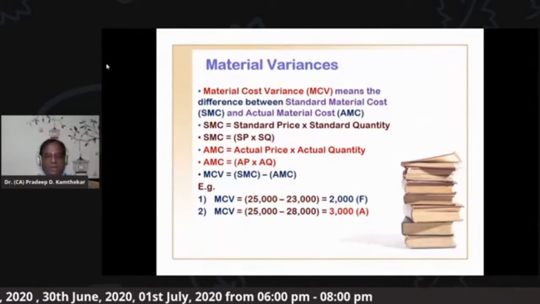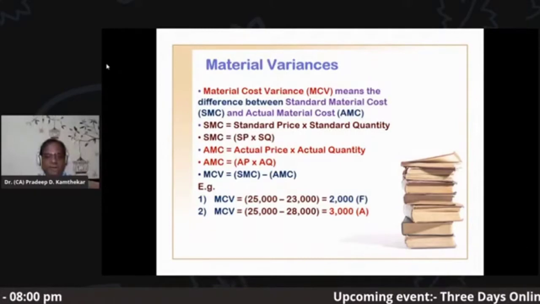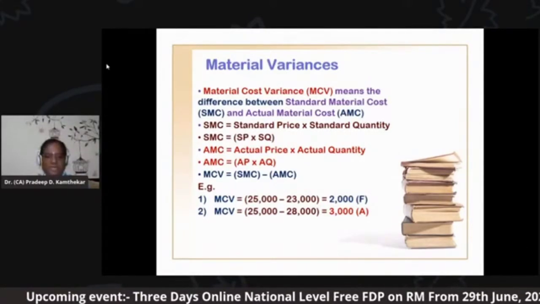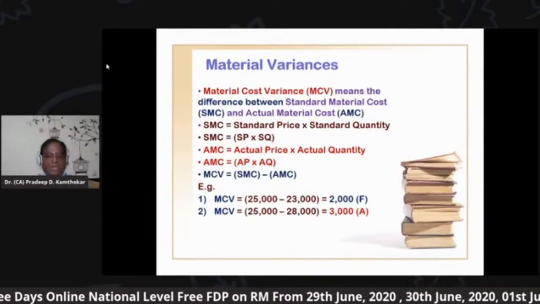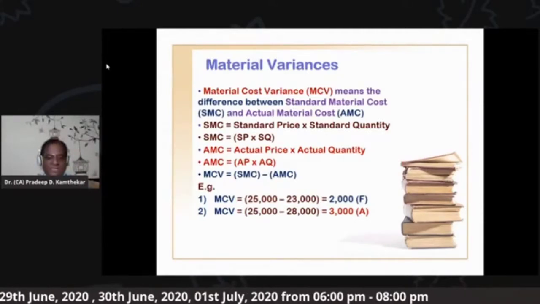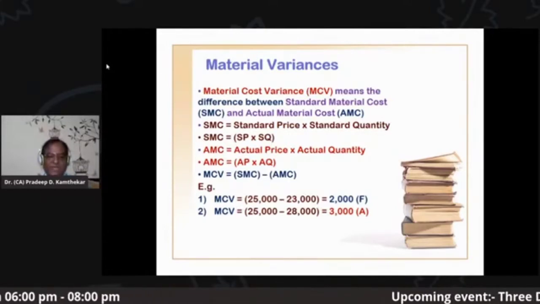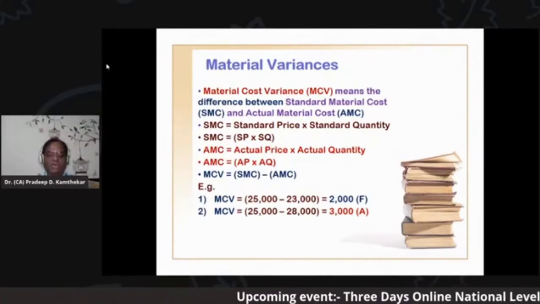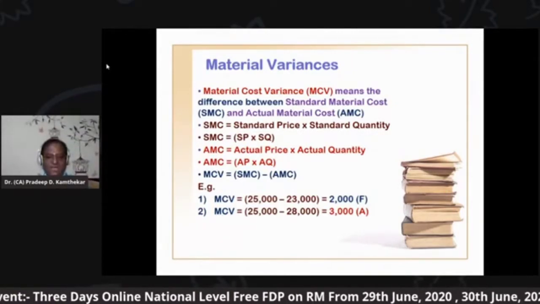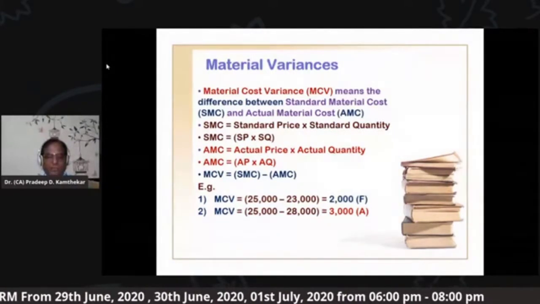So, how is this standard material cost calculated? It is very simple. The standard price of that material, say per kg, per liter, whatever, into standard quantity. So how many units were required and at what price business wanted or expected to buy. If you multiply these two, standard price SP into standard quantity SQ, you will get standard material cost that business was anticipating and expecting to incur to manufacture a particular type of goods.